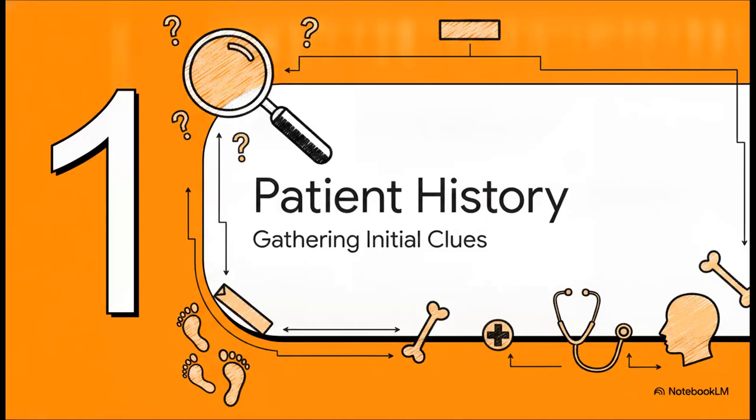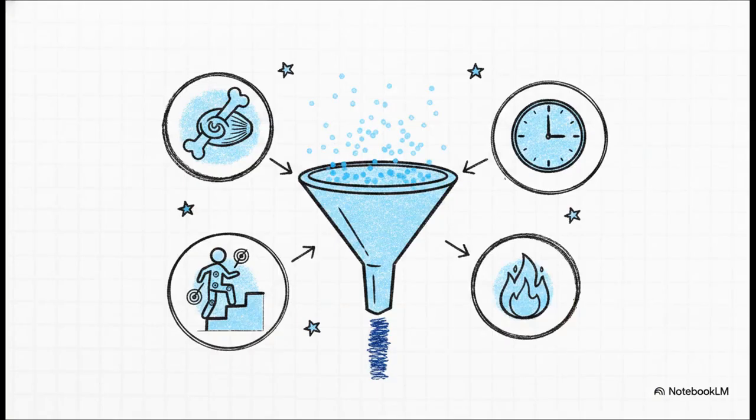Let's get into it. Starting off with Section 1, taking the patient history and gathering those initial clues. Let's see how we build our initial suspect profile. So, there are over 200 different types of arthritis and MSK conditions out there. Over 200! To narrow that massive list down fast, you have to consistently hit these 5 key questions.